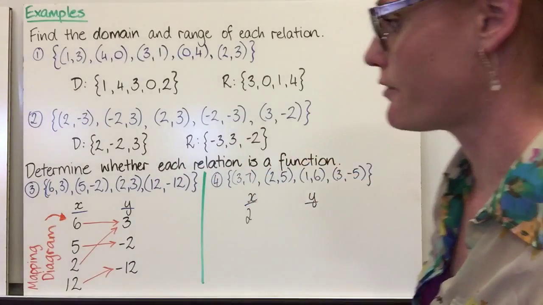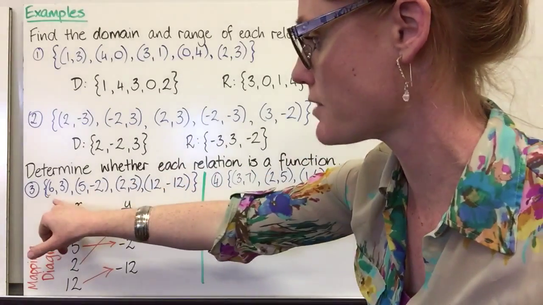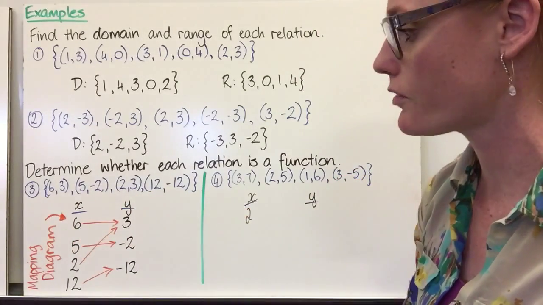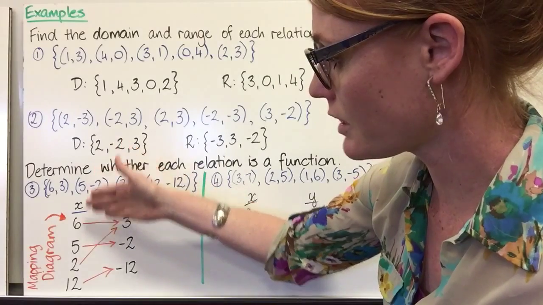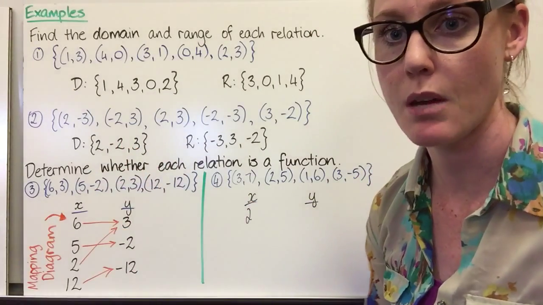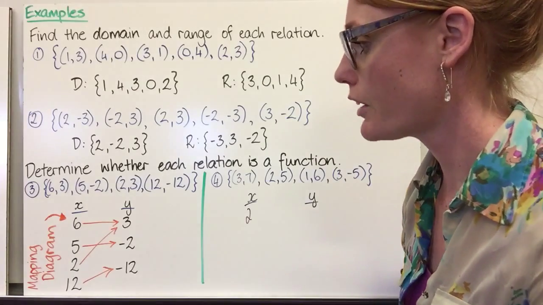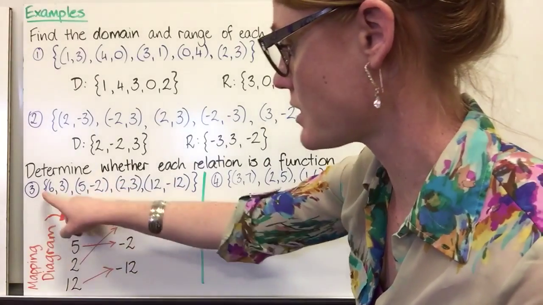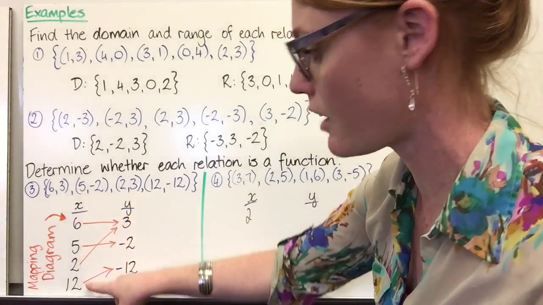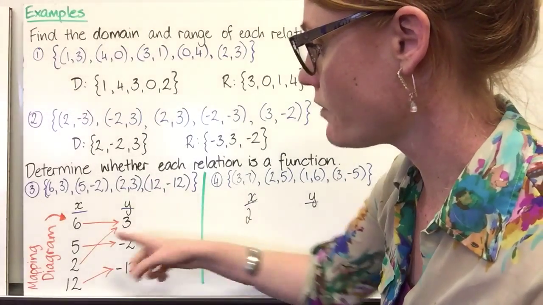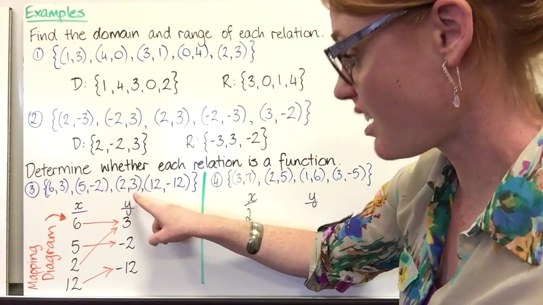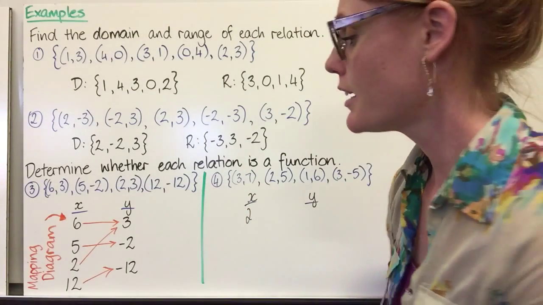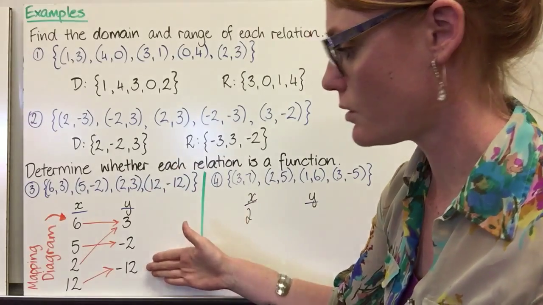Determine whether each relation is a function. So here's our relation here. We have (6, 3), (5, -2), (2, 3), (12, -12). We are going to simply list our x values and our y values, and we're going to use a mapping diagram to figure out whether each relation is a function. Our x values for this relation are 6, 5, 2, and 12. And our y values are 3, -2, another 3 that's been repeated, and -12. Now we don't need to write the 3 twice, so we just list 3, -2, and -12.